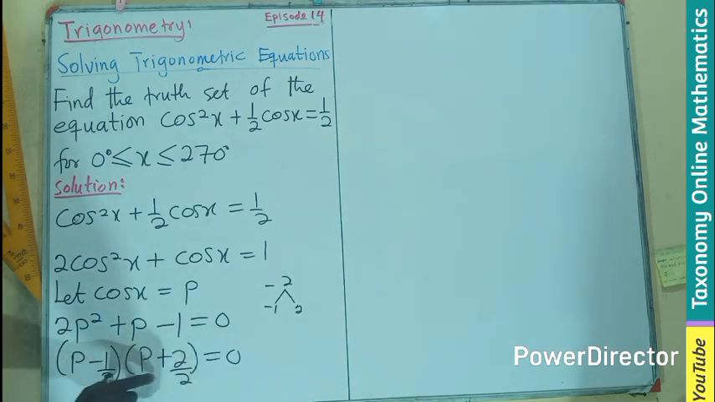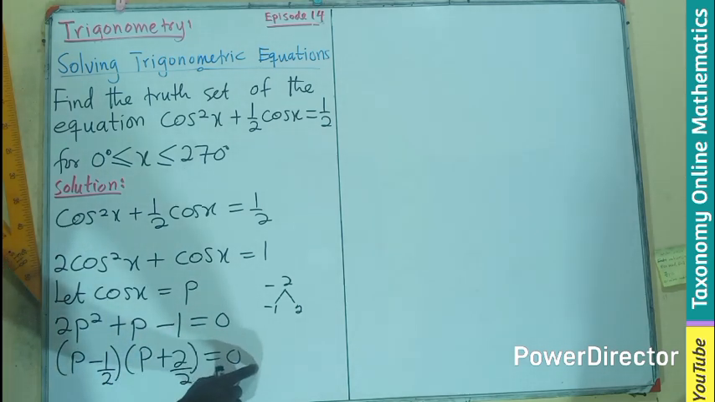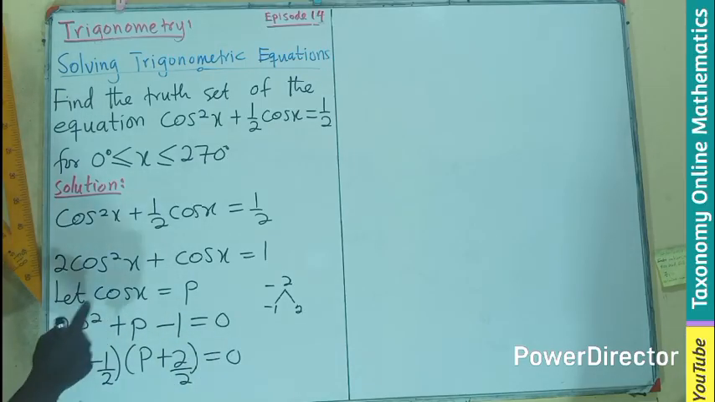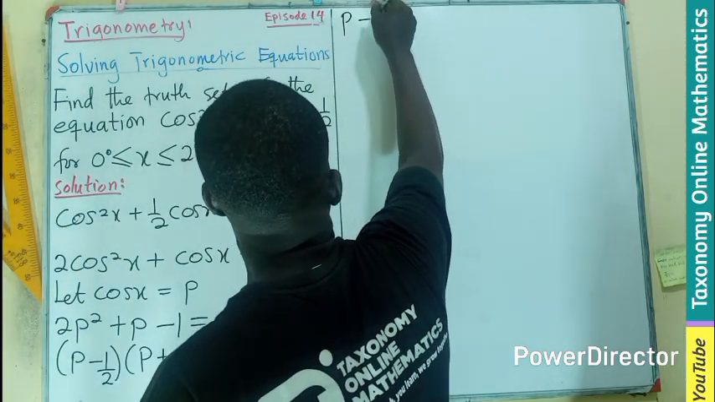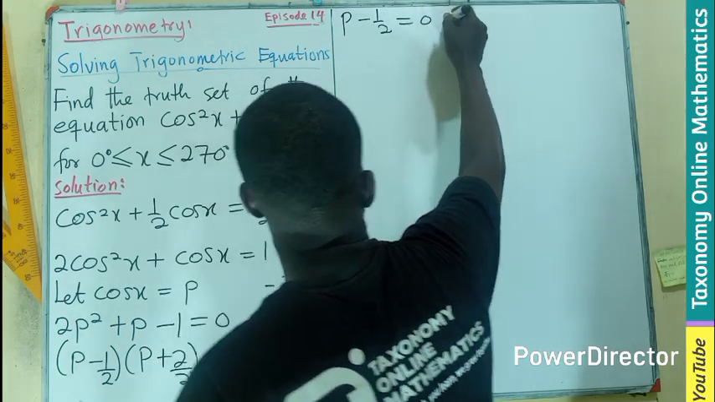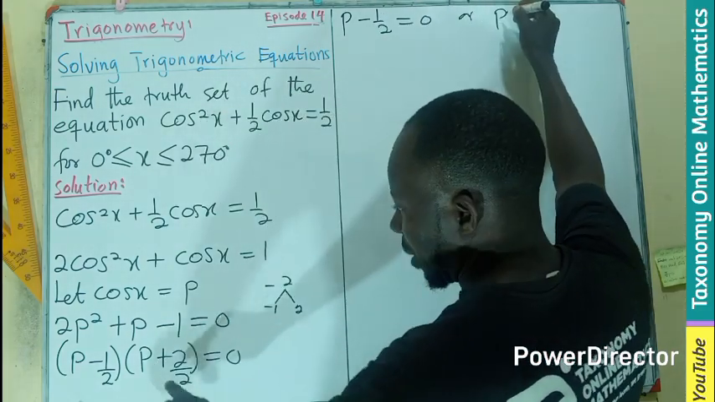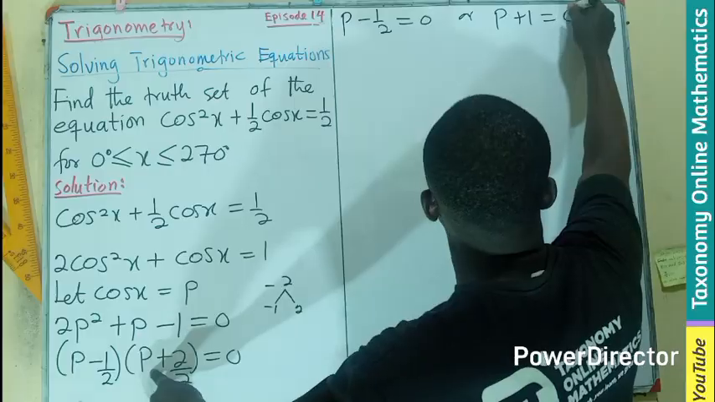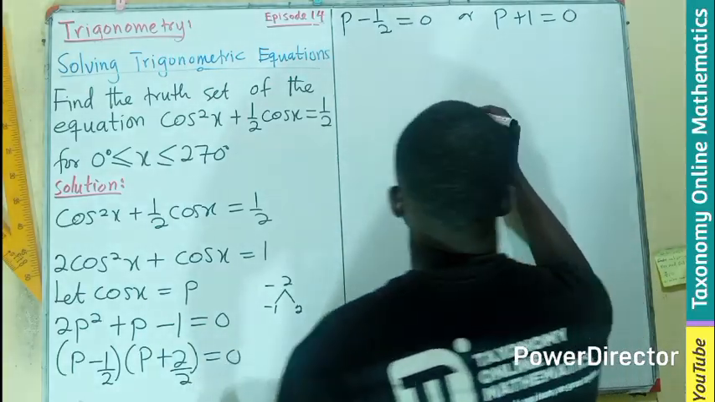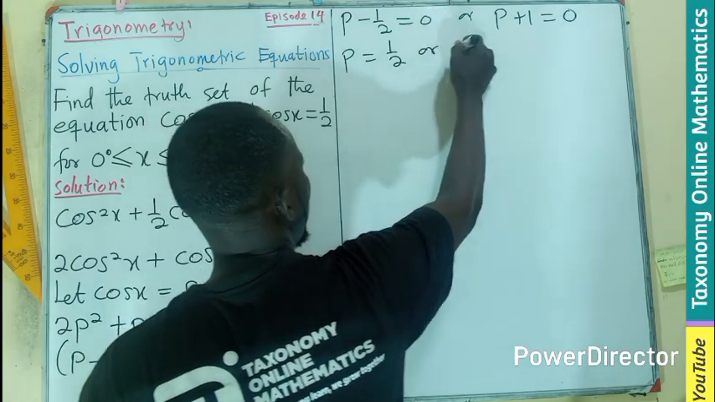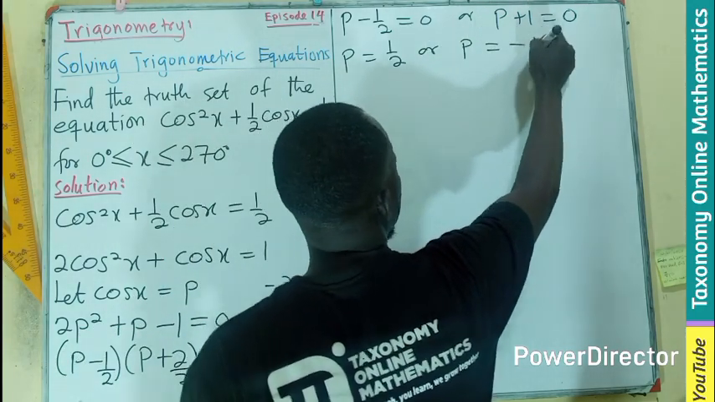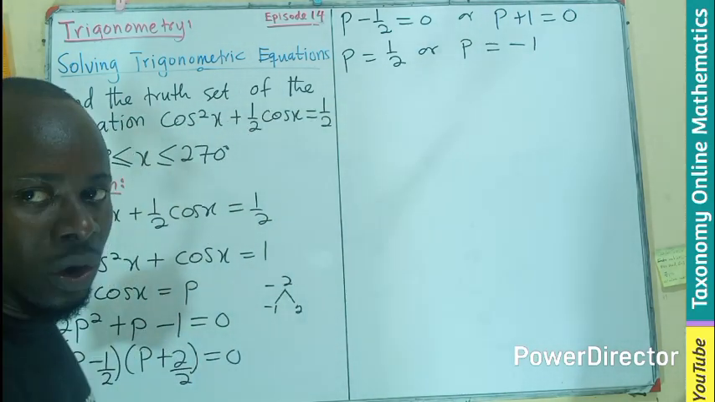And remember, when two brackets are multiplying to be equal to 0, it means either the first bracket is 0 or the second bracket is. So P - 1/2 = 0, or P + 1 = 0. If I transpose, P will become positive 1/2, or P equals negative 1.